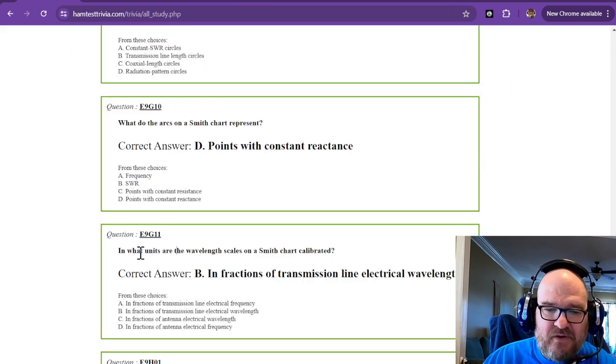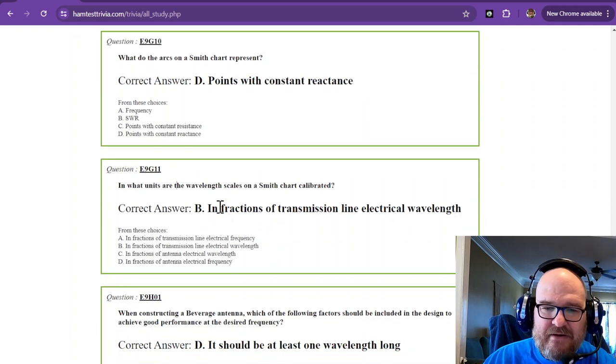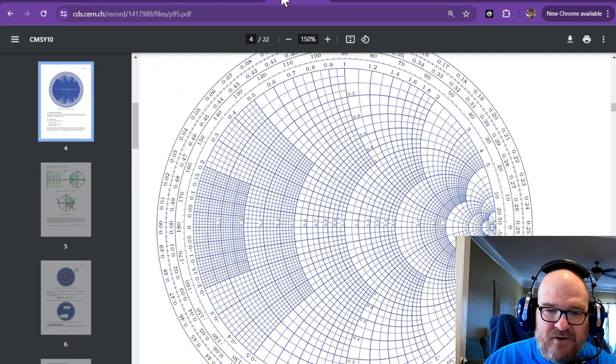In what units are the wavelength scales on a Smith chart calibrated? They are in fractions of transmission line electrical length. Now it's going to take me a minute to figure out which one that is. That's this outer circle right here, our transmission lengths.